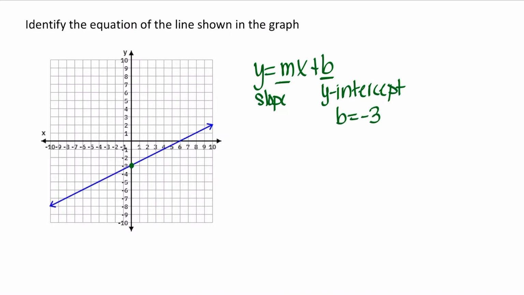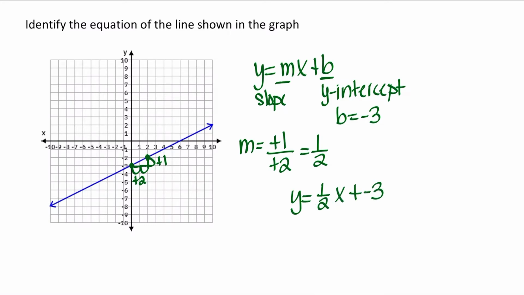Now let's count the slope. So I'm going to pick another point and I'm going to draw my path in order to count slope. From left to right, I'm going to go right 2 and I'm going to go up 1. So slope, which is m, is plus 1 over plus 2, which equals 1/2. So when I plug in, I get y equals 1/2 x plus negative 3. I'm going to combine the plus negative, and I get y equals 1/2 x minus 3.